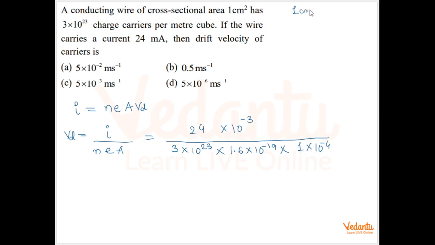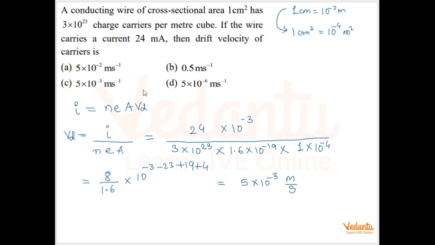Remember beta, 1 centimeter is 10 power minus 2 meter. So 1 centimeter square will be 10 raised to the power minus 4 meter square. When you square the terms beta, you will get 10 power minus 4. Now this will become beta 8 divided by 1.6 into 10 raised to the power minus 3 minus 23 plus 19 plus 4. That will just become, my dear bachcha log, 5 into 10 raised to the power minus 3 meters per second, which is option C.